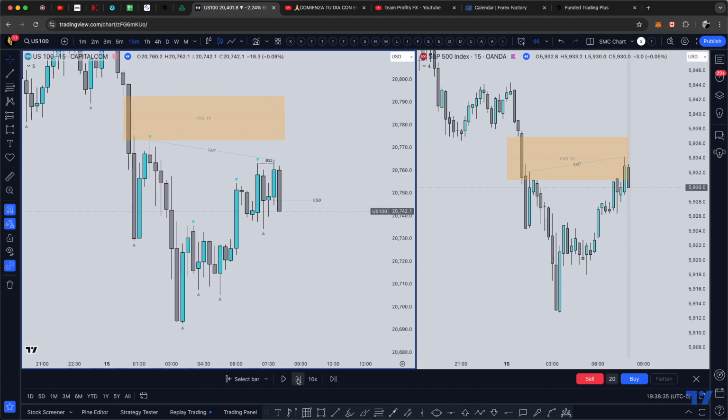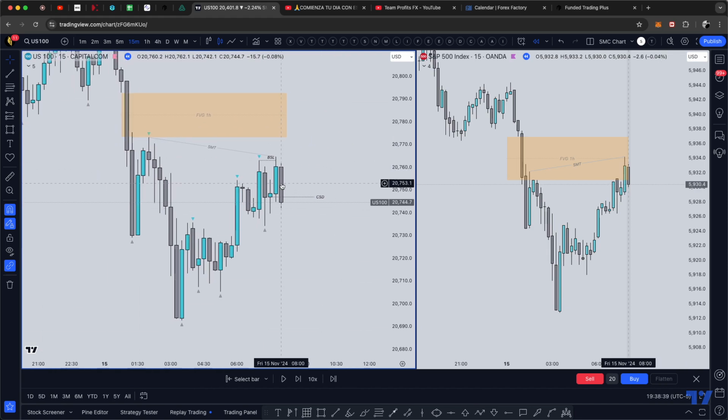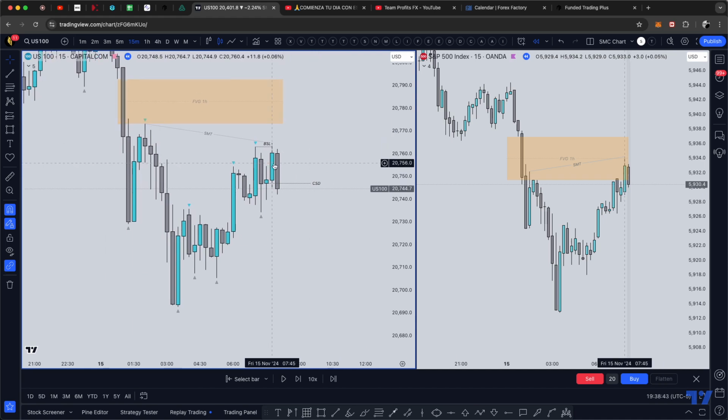Look at what happens at 8. Boom. 8 in the morning. This is 8 a.m. now. This is New York session. New York session has already opened, okay? The best time to trade Nasdaq and S&P 500, at least for me, is from 8 a.m. to around 11:30 or even midday sometimes.